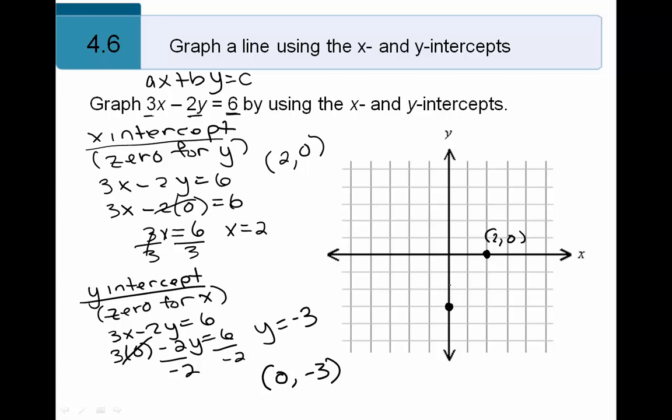And recall, you only need 2 points to draw the equation of a line. If you wanted to plug in another value and find another point of the line, you could. But I'm just going to go ahead and connect the 2 points. And so there's the graph of the line 3x minus 2y equals 6.